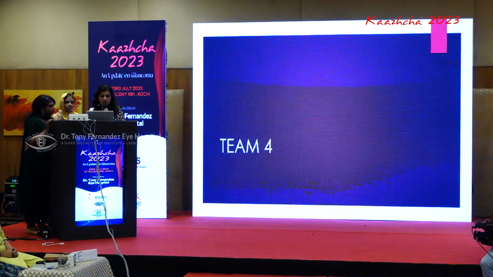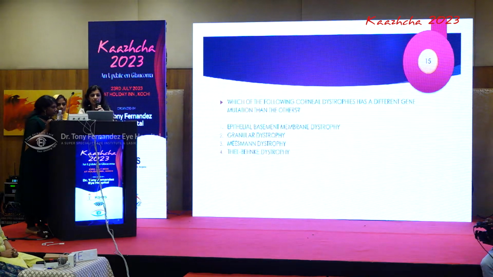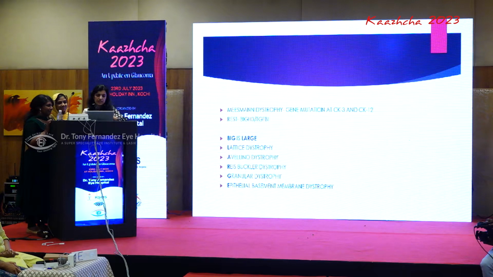Team D. Which of the following corneal dystrophies has a different gene mutation than the others? Epithelial basement membrane dystrophy, granular dystrophy, Meesmann dystrophy, Thiel-Behnke dystrophy. Ma'am, option 3. Correct. Meesmann dystrophy, gene mutation at CK3 and CK12. The rest are BIGH3.